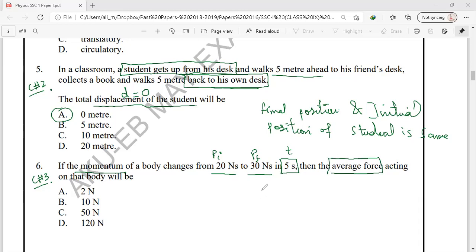So we know that the relation between the force and the momentum, it is defined as the rate of change of momentum is equal to force. So we have to calculate the force. We are given the momentum, so we have to calculate the change in momentum, that will be equal to 30 minus 20 divided by the time we have, 5 seconds. 30 minus 20 is 10 newtons divided by 5. So we will get the answer in Newton. So the correct option for this question is A, that the force will be equal to 20 newtons.